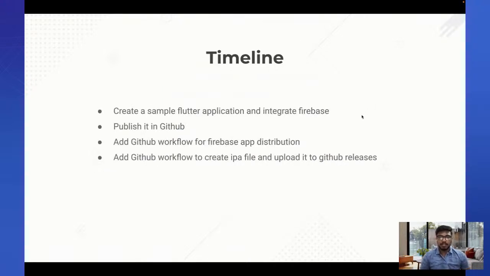So this is the timeline. Here we'll create a simple application and integrate it with Firebase, publish it to GitHub, and then once that is done, we will add a GitHub workflow to build the APK and upload it to Firebase App Distribution. Then we'll be creating an IPA file and uploading it to the GitHub release.